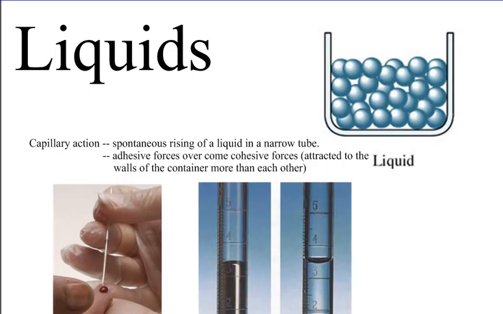With water, water has a higher attraction for the glass than it does for other water molecules. So the meniscus is inverted. But mercury has a higher attraction for other mercury molecules, so its meniscus is convex.